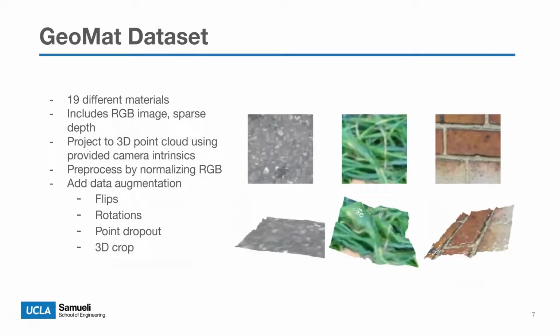The dataset that we chose to evaluate our networks on is the GeoMat dataset, which consists of 19 different materials from real-world sites. Each example includes an RGB image as well as sparse depth data, so we project this to a 3D point cloud using the provided camera intrinsics. In terms of pre-processing, we normalized each RGB channel and also normalized the positions of the points in the point cloud to be between -1 and 1. For data augmentation, we also used random flips and rotations on both the 2D and 3D data, and also used dropout and random 3D cropping on the generated point clouds.